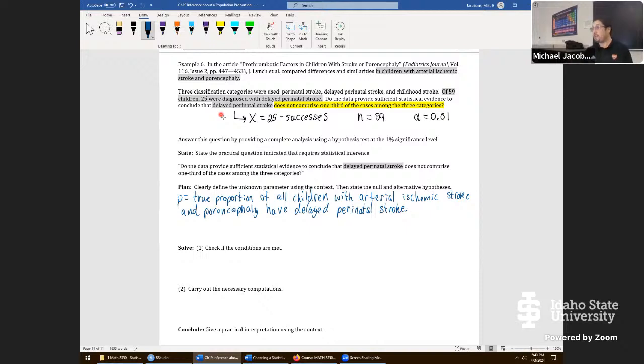So that's our parameter. Once we have that down, we now need to set up our hypotheses. And looking through these data, there's one thing I neglected to write down. So let's do it right now. The question was asking, do we have statistical evidence to conclude delayed perinatal stroke does not comprise 1/3 of the cases? But right there, that's a value we need. It's kind of hidden there. That's a value we typically indicate as P naught. P naught is 1/3, and that's the status quo. It seems that the established literature for this condition says expect that this condition happens at a rate of 1/3.